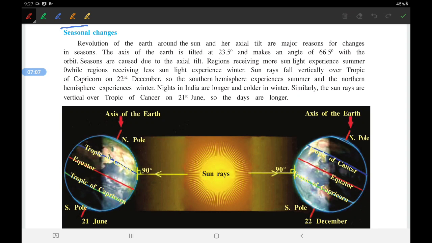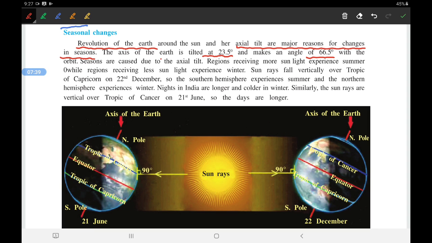Revolution of the earth around the sun and its axis tilt are the major reasons for the change of the season. See, revolution of the earth and the axis tilt are the reason for the seasons. The axis of the earth is tilted at 23.5 degrees. Remember this, it is tilted at 23.5 degrees and makes an angle of 66.5 degrees with the orbit.